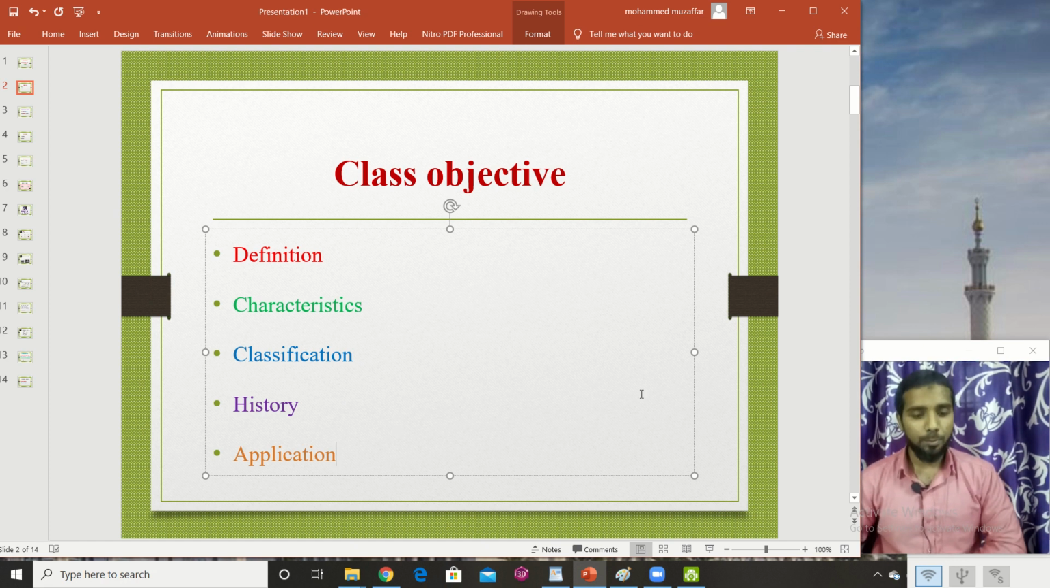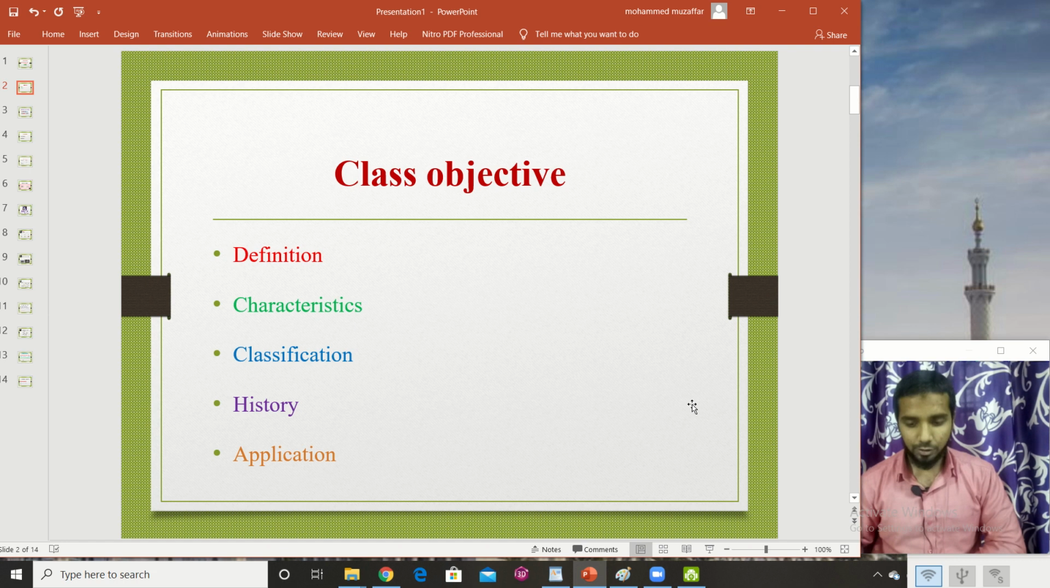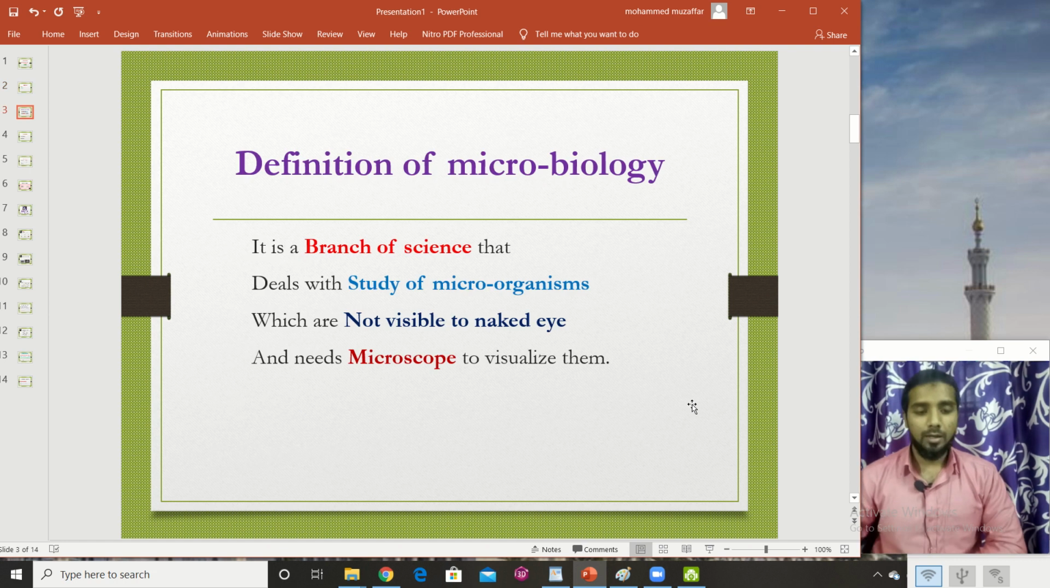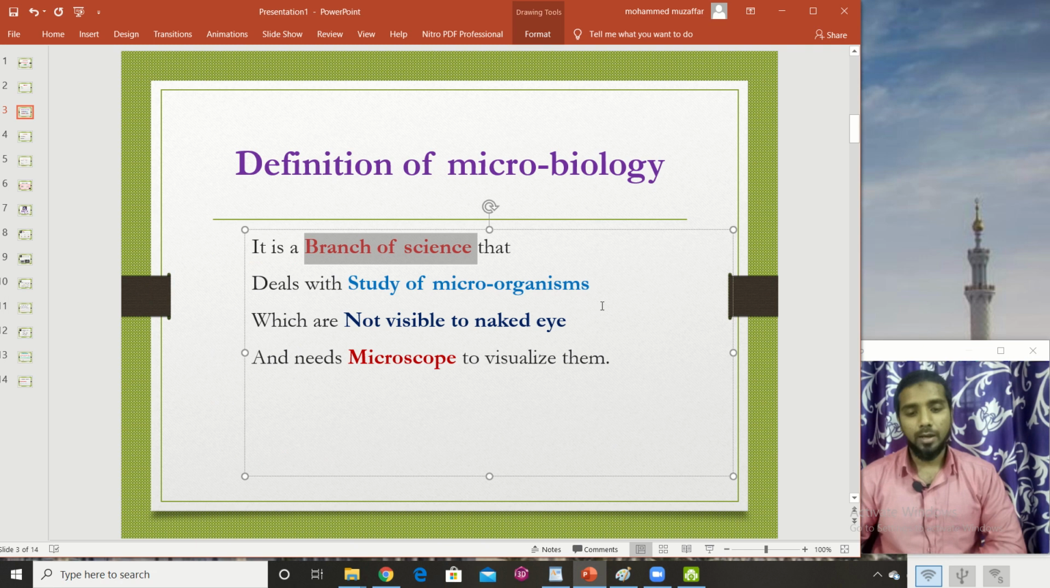Okay, so beginning with the definition, just focus on the highlighted words. I have said microbiology, isn't it? So biology is a branch of science, right? So it is a branch of science. And what do we study in microbiology? It will be a study of microorganisms. So it is a study of microorganisms. Then microorganisms are very small, so they are not visible to naked eye. So the next point is not visible to naked eye.